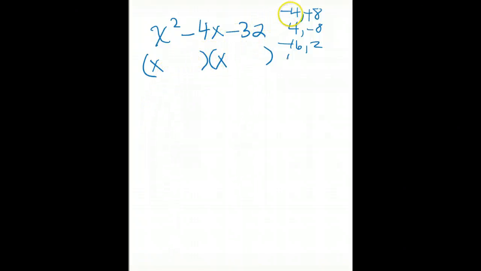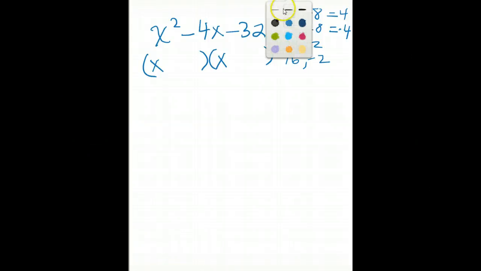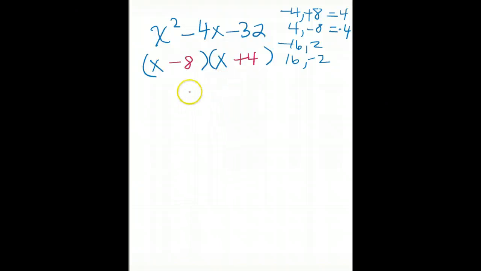Alright, so let's check it out. Negative 4 plus 8 is 4. That's not it. 4 plus negative 8 is negative 4. Ding, ding, ding. That's the one we want to use. And again, you're putting the numbers in last, so the order doesn't matter. You just have to make sure you get the sign right. So I'm going to put in a negative 8 just for fun, and a plus 4 over here. And you just keep doing that.